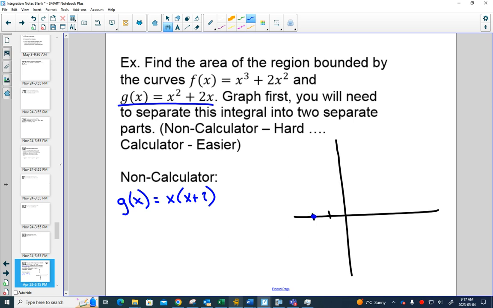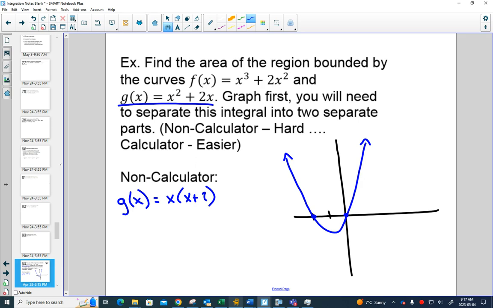And so I know that at minus 2 and 0, I have x-intercepts for g of x. And it's a parabola that opens up, so it looks something like this.